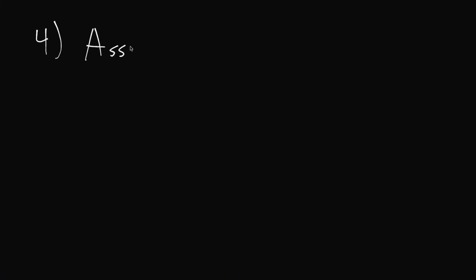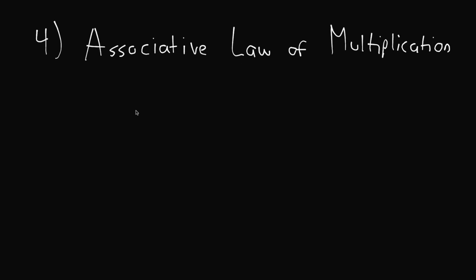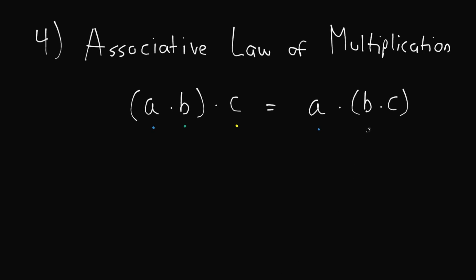The fourth law, the Associative Law of Multiplication. This law says if you have A times B in parentheses times C, you can rewrite that as A times B times C in parentheses. Well, here's your A, here's your B, and here's your C. And here's your A, here's your B, and here's your C.